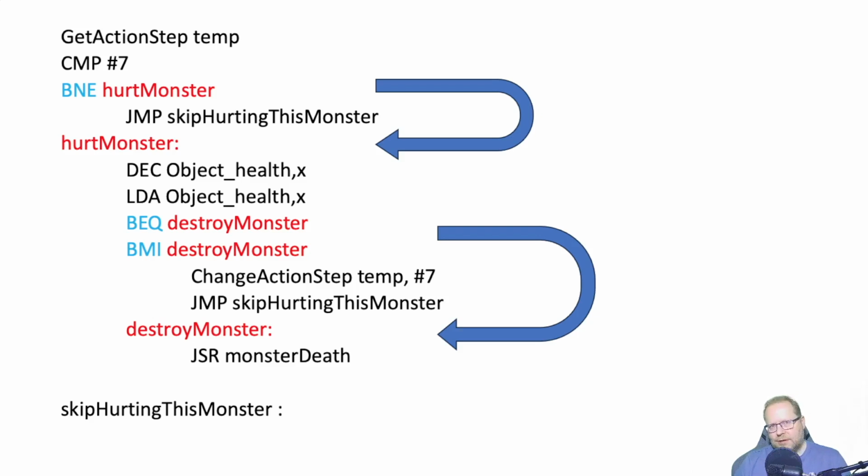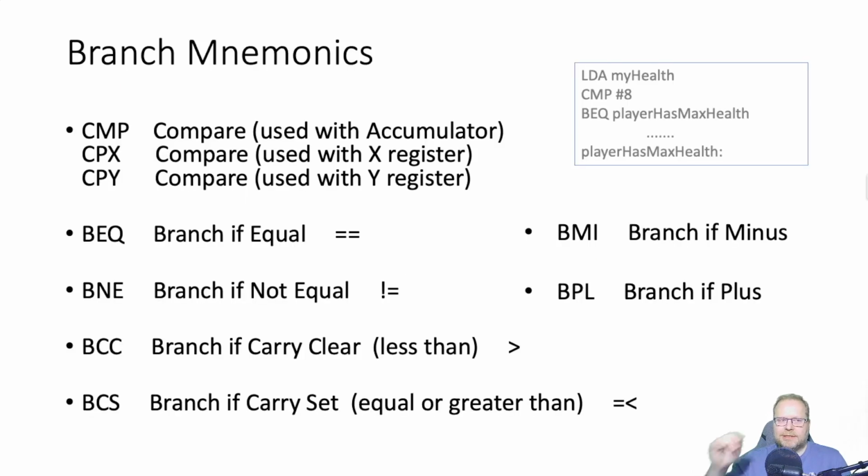So before we continue, let's look at the mnemonics, the branch mnemonics. The first three mnemonics here are not exactly branch mnemonics, but they are going to help us. Let's just look at this example up here in the corner for how we would do this. I could write something like LDA my health, so load A with the variable my health, and then CMP. Now as we can see here, CMP, that means compare.